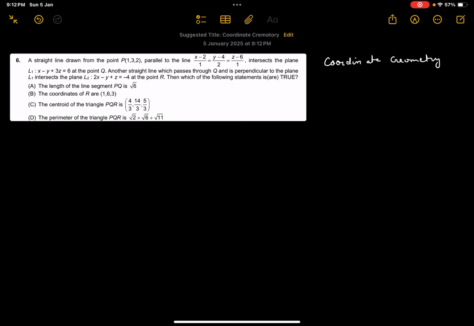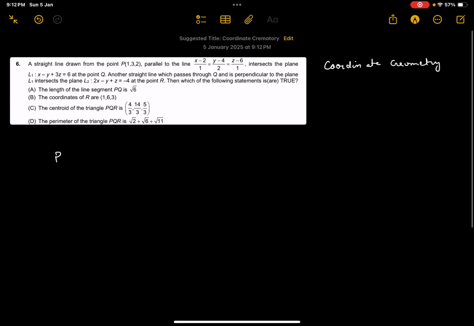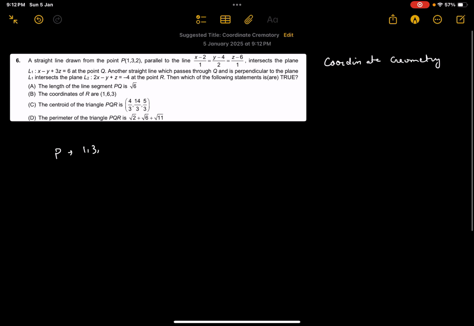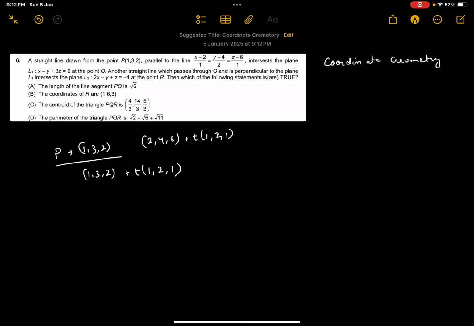So we have to start with, we have been given a point P, which is (1, 3, 2), and the line is (2, 4, 6) plus t times (1, 2, 1). We converted the line into vector form because we need to find the line which is passing through P and parallel to the given line. So that simply becomes (1, 3, 2) plus t times (1, 2, 1).